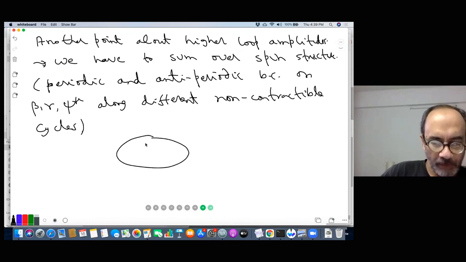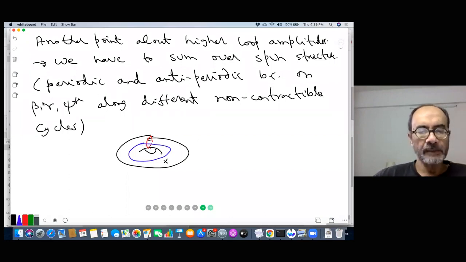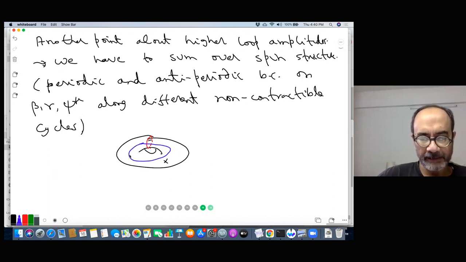If you have a torus, for example, then it has two independent non-contractible cycles. Let me draw this. One is here, and the other one is this one. So on this beta gamma psi mu, you put periodic and anti-periodic boundary conditions along these cycles, and also periodic and anti-periodic boundary conditions along this cycle.